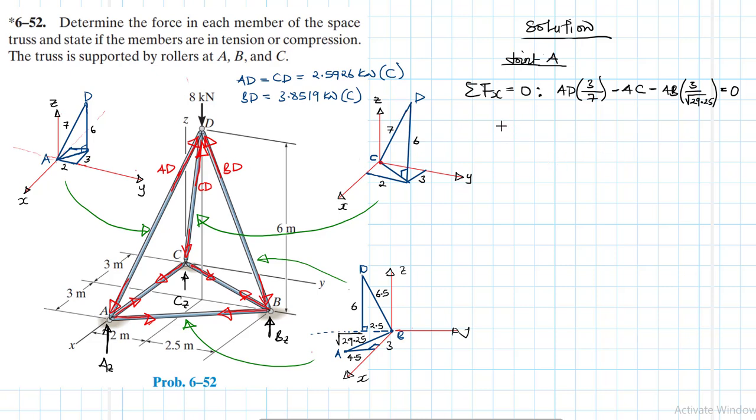So we have one equation. Mind you, AD is already known. Then we have summation of forces in the y direction equal to 0. What do we have in the y?